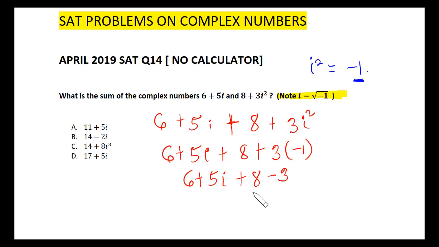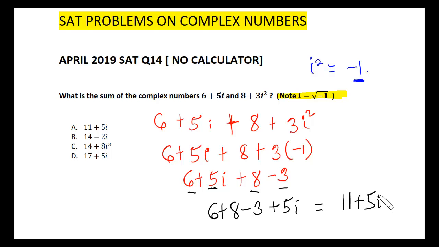Now we can arrange the real parts. The real parts, we'll bring them together. So we have 6 plus 8 minus 3. Then the imaginary part, plus 5i, ends it. 6 plus 8 is 14. 14 minus 3 is 11. So we have 11 plus 5i as our final answer.